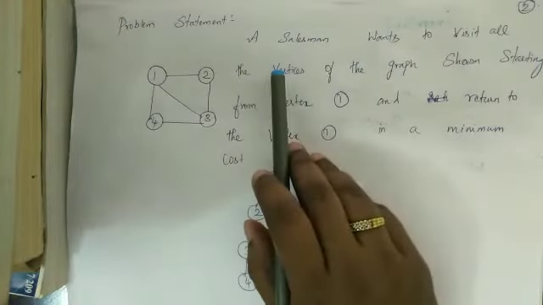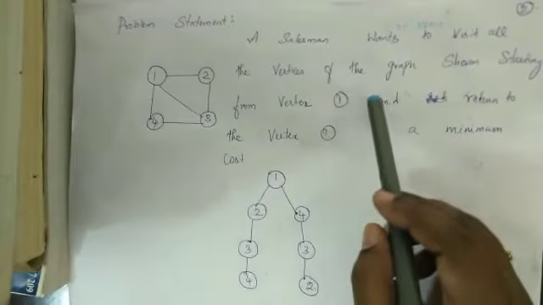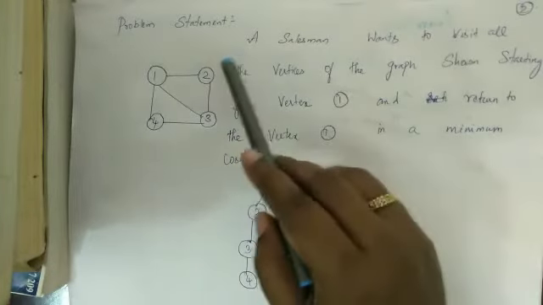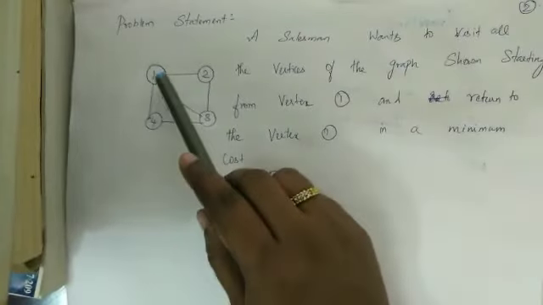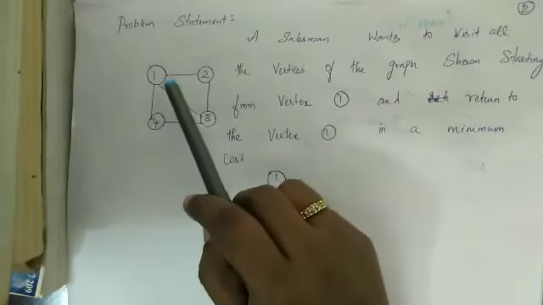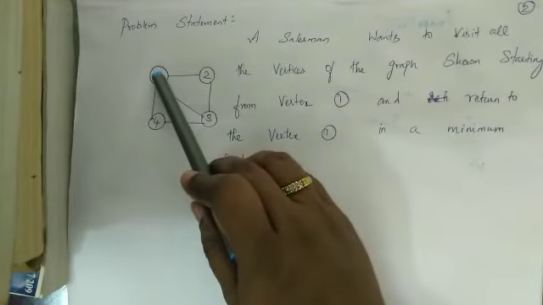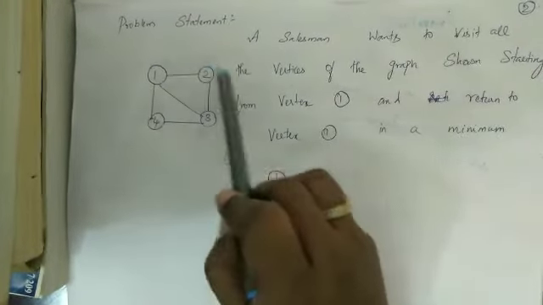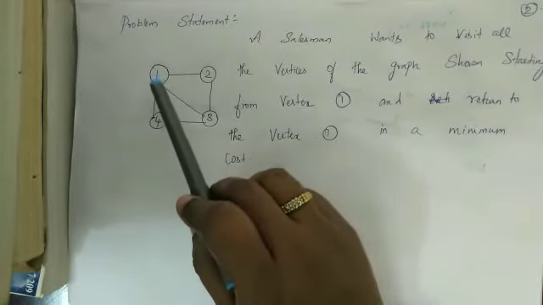So this is the problem statement. Today we are going to see the traveling salesman problem. We are given a graph, which has 4 vertices and is an undirected graph. A salesman has to start from one vertex, visit all the vertices, and return to the starting point, and he can have more than one path.